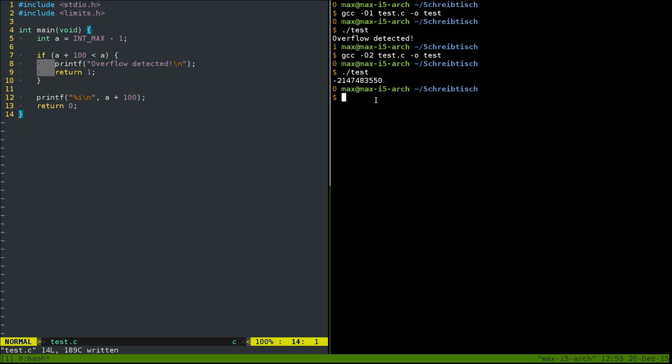So in this case, let me explain from the perspective of the compiler why the overflow detection wasn't happening.